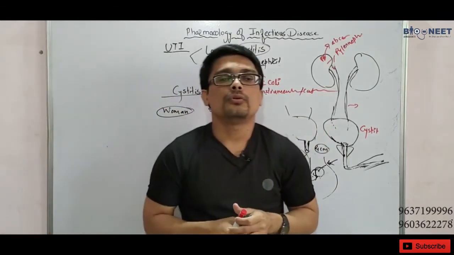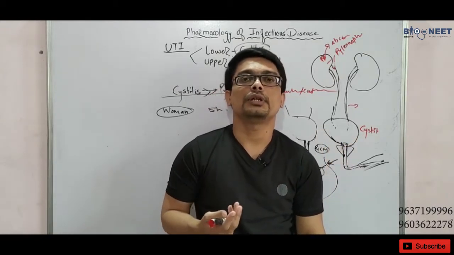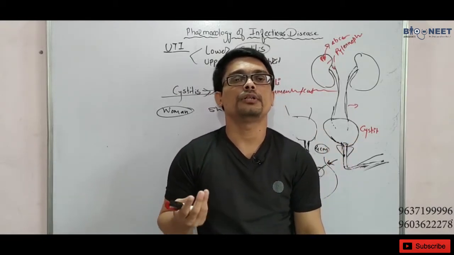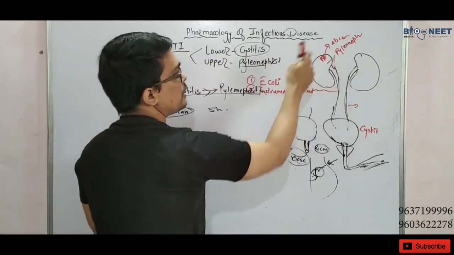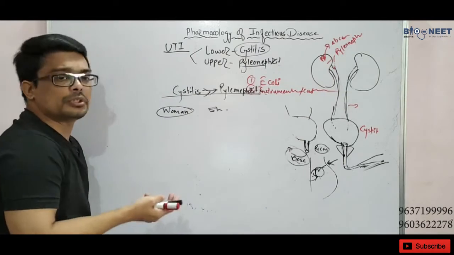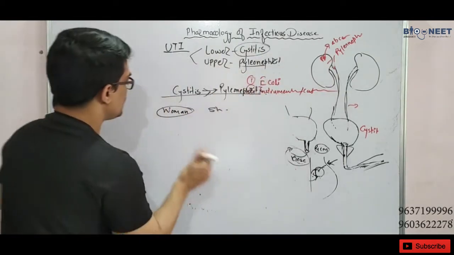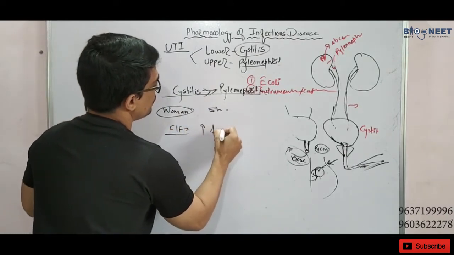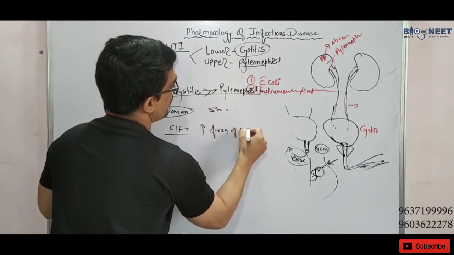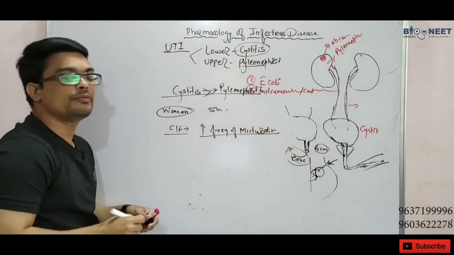So basically, what you have to do is the investigation. The investigations are very, very important, whether it is cystitis or pyelonephritis, because cystitis can lead to pyelonephritis. Clinical features we already know: increased frequency of micturition. Signs and symptoms we already know, that is the clinical feature. Increased frequency of micturition is one of the clinical features.